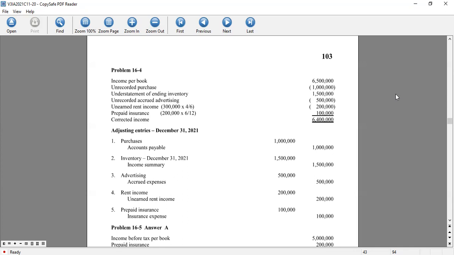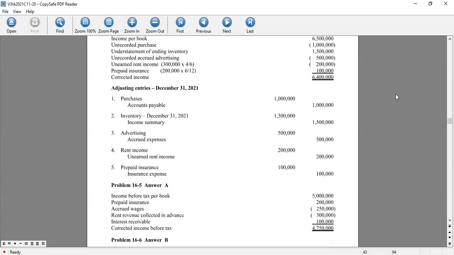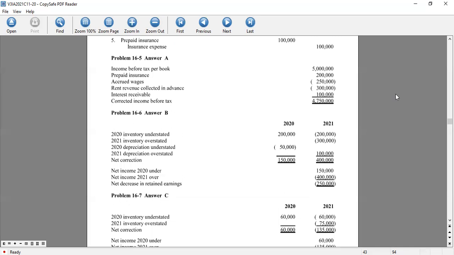So I'm going to discuss multiple choice problems 16-5 up to 16-21. So let's now begin with the 16-5. And what is the requirement? What amount should be reported as corrected income before tax?